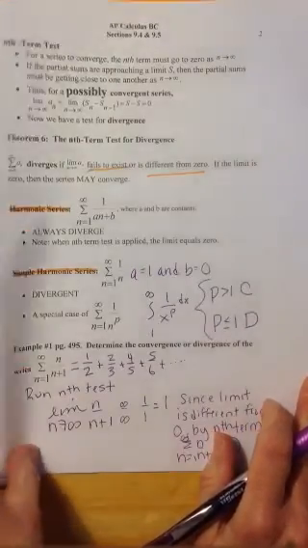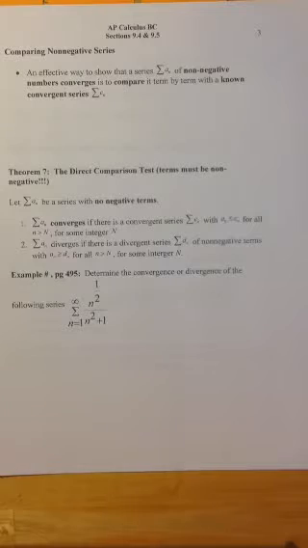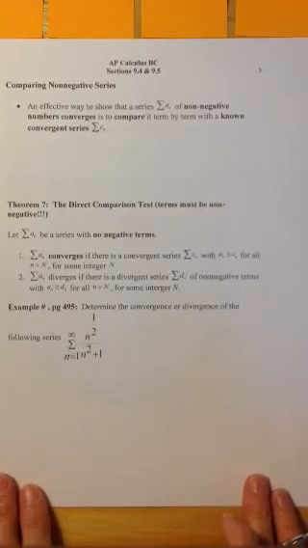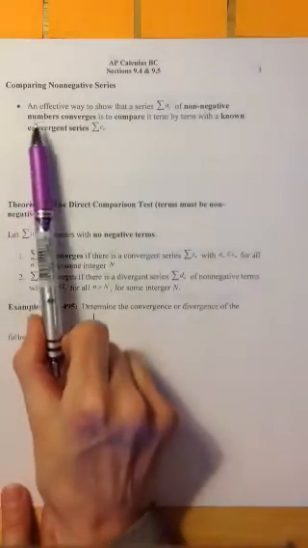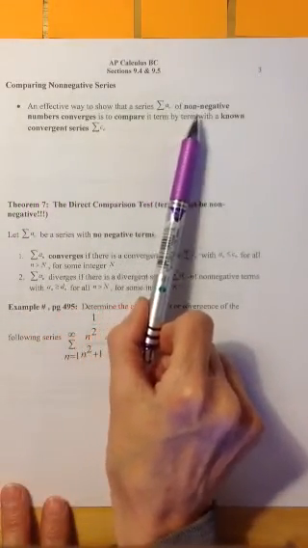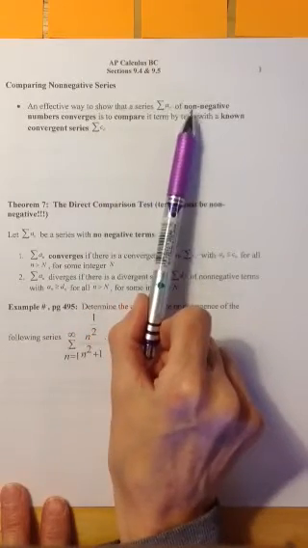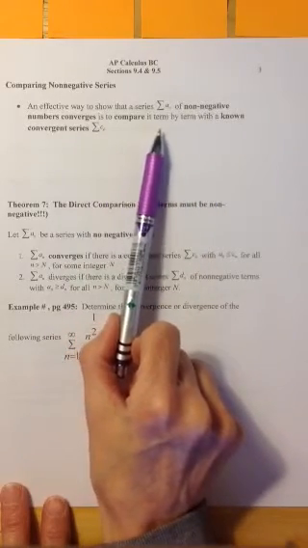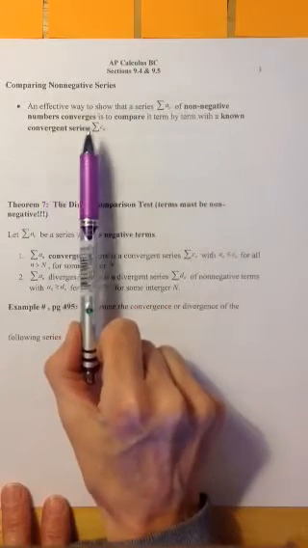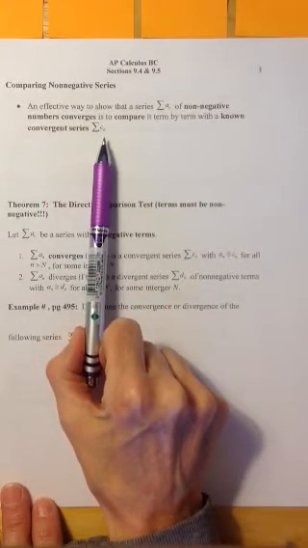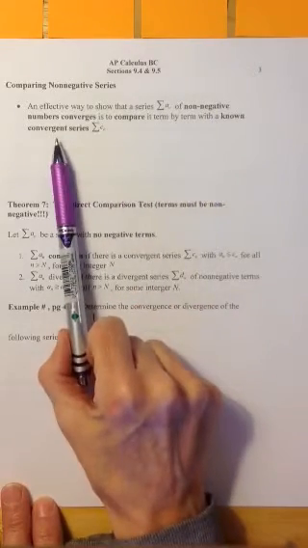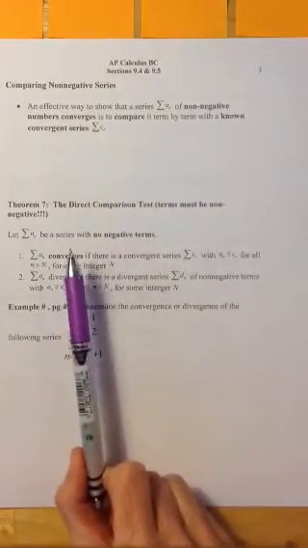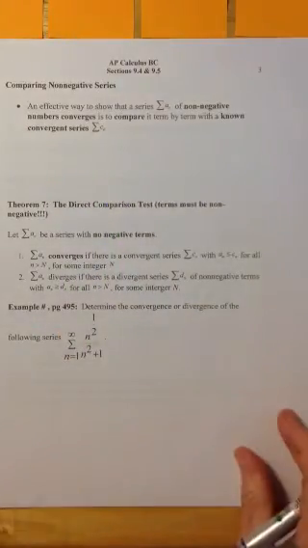Okay, so we're going to move on to the next page of notes. Comparing non-negative series. We're going to read about this, and then get into our direct comparison test. An effective way to show that a series of non-negative numbers, in other words all positive, converges is to compare it term by term with a known convergent series. So if you know this series converges, but you're given this one, and both series are always positive, you can compare them term by term, and that leads us to something called the direct comparison test.